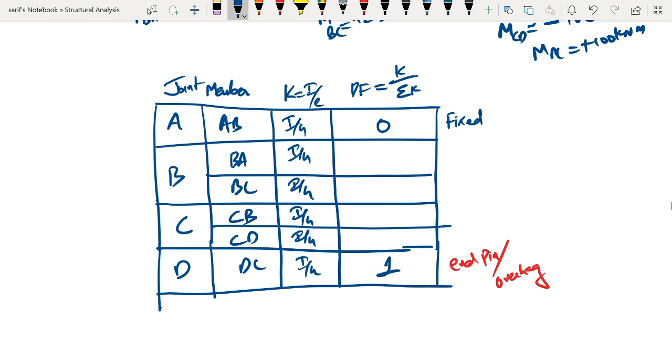Okay, for the other end, for example at B we are having two members, so it is going to be I by 4 divided by I by 4 plus I by 4, so that is going to be 1 by 2. Similarly for BC also it is going to be I by 4 divided by I by 4 plus I by 4, it is also going to be equal to 1 by 2, so we'll put it as 0.5. Similar is the case for CB as well as CD, 0.5, 0.5.